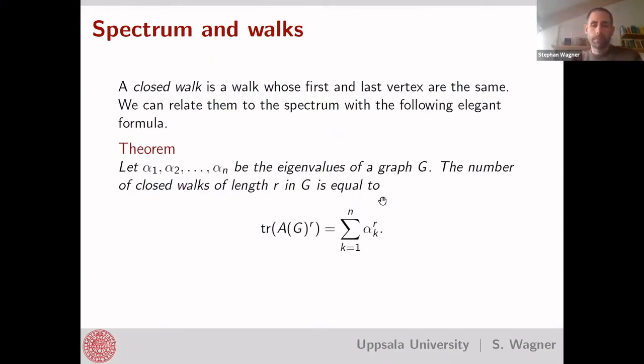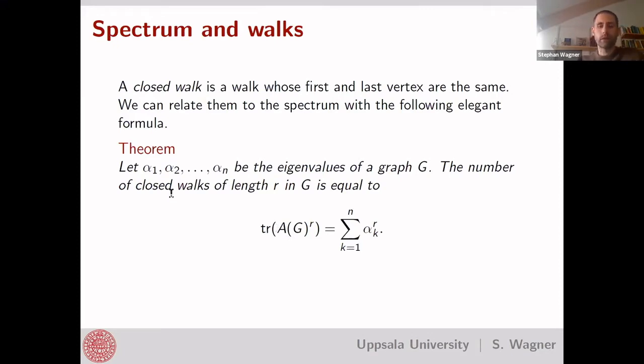Relating it further to the spectrum, we can look at closed walks. That's just walks where the first and the last vertex are the same. You start at a vertex, you walk around the graph, and at the end you come back to the exact same vertex. That's called a closed walk. And we can relate them to the spectrum with a rather elegant formula, at least elegant in my view. If you know the eigenvalues of a graph, then you can count the number of closed walks of length r by taking the sum of the rth power of all the eigenvalues. And that's equivalently the trace of the adjacency matrix to the power of r.